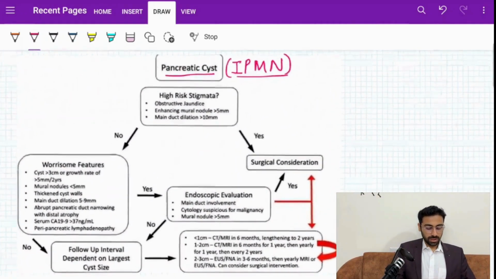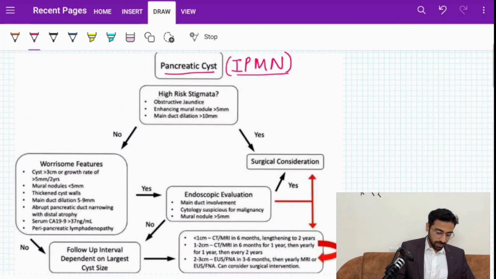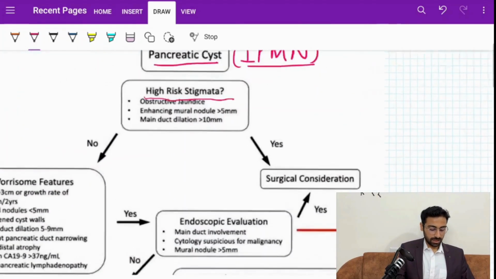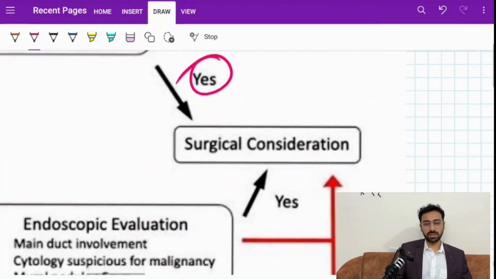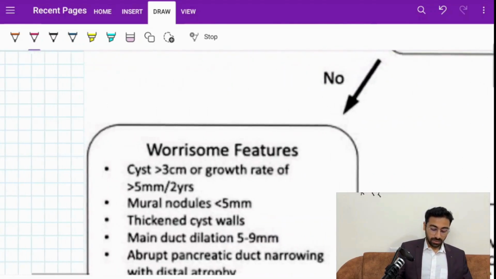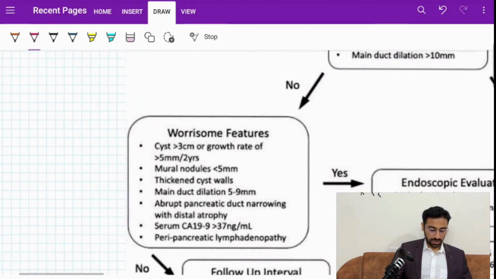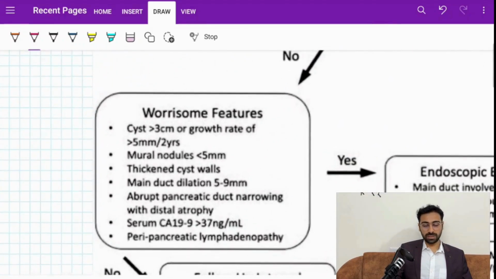Once you encounter an IPMN, you have to see whether the patient has high risk stigmata. High risk stigmata are three. One of them is obstructive jaundice, an enhancing mural nodule more than 5 mm, and main pancreatic duct dilatation more than 10 mm. If one of these is present, then the patient directly goes for surgery. If they are not there on your initial scan, then you have to search for worrisome features.